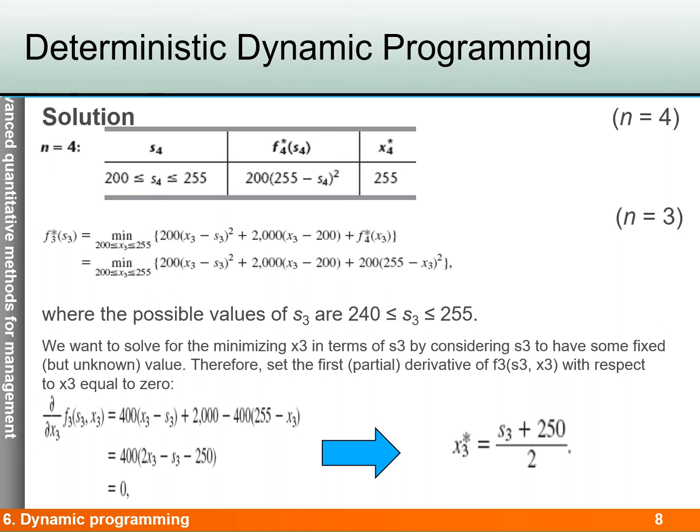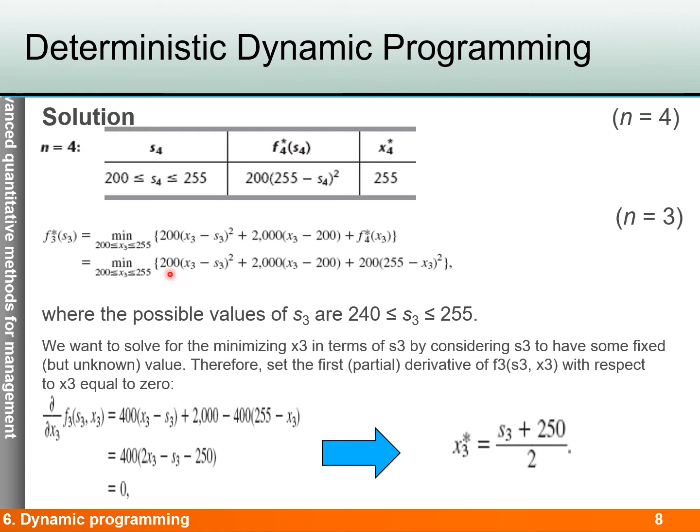So let's start with n equal to 3. N equal to 3, based on the formula, is the minimum of the cost of the level 3, as you see here, plus f4 star of S4, or X3, the one that we had there. So as I told you, here, instead of S4, I can write X3. Why? Because I repeat, there is a relationship Sn equal to Xn minus 1. So S4 is equal to X3.